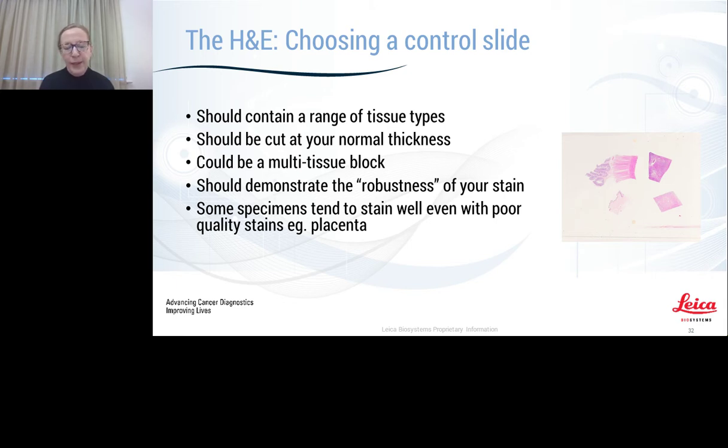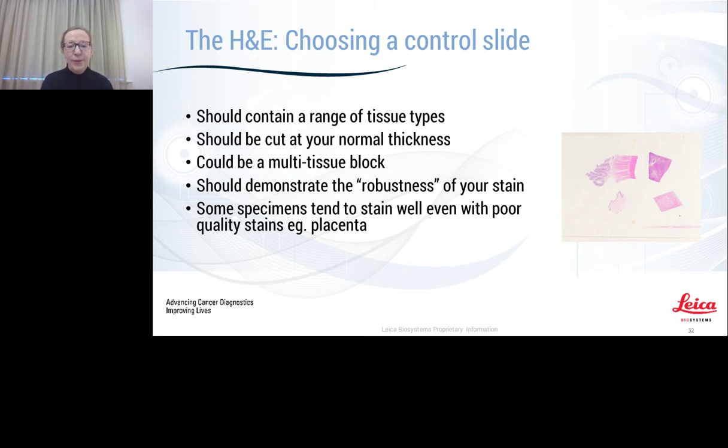a complete assessment. But if you do select just one tissue as your control, make sure that it has got some different elements there, such as gut. So you might have mucosa, you've got some collagen, you've got some muscle, which all will display some different staining patterns, and you can really assess how well your H&E is staining.